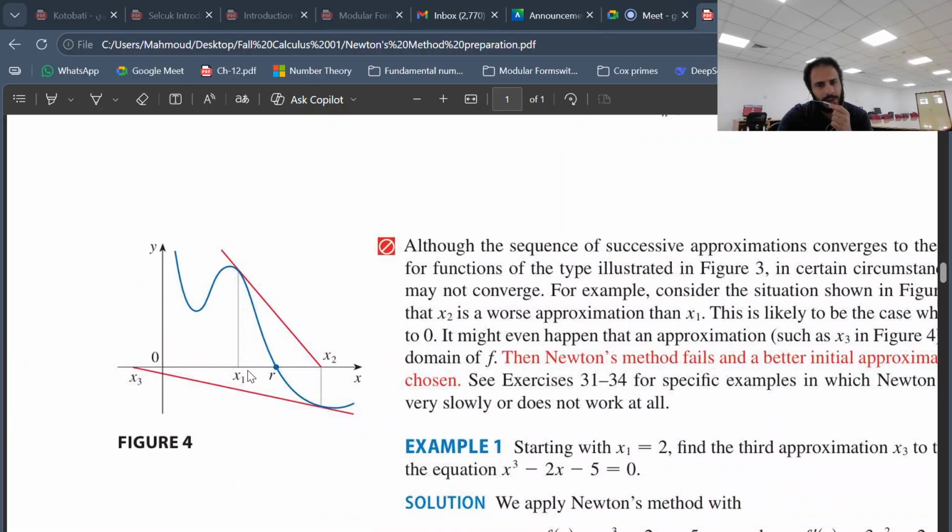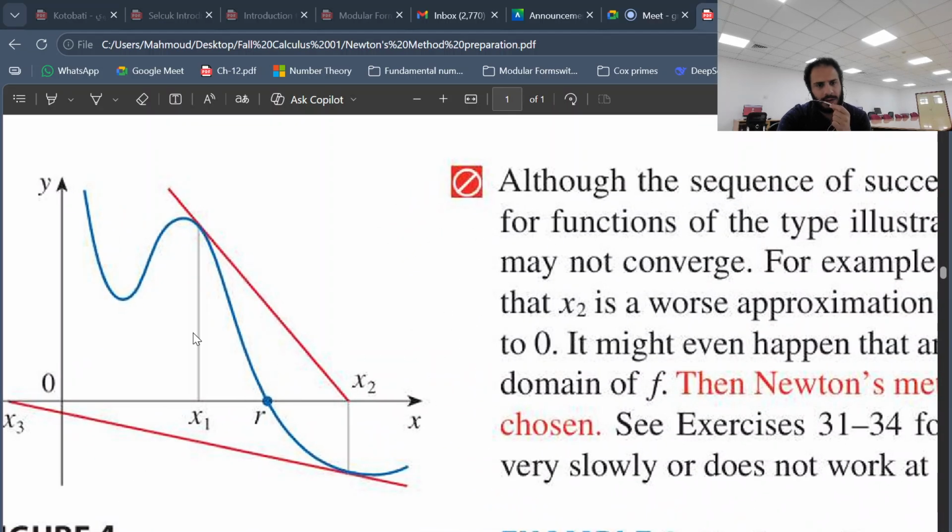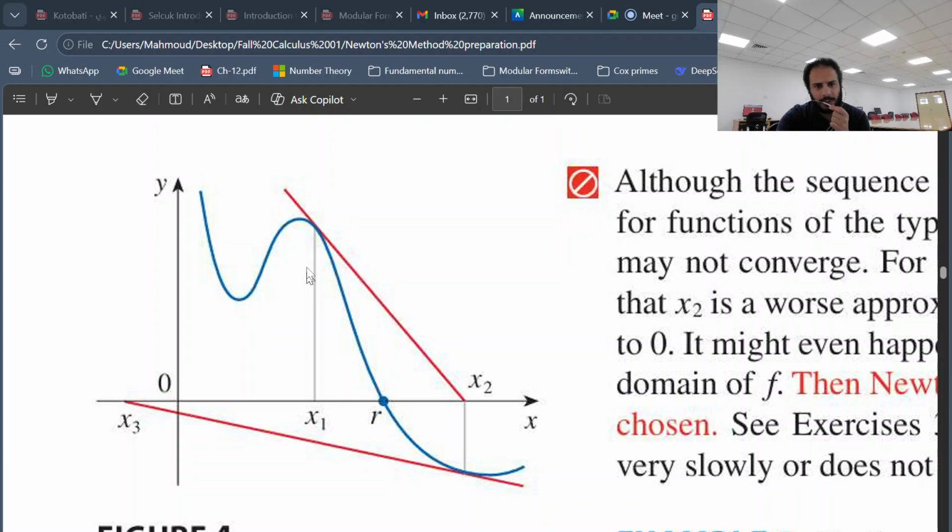But the method will not always work. For example, see here. See this curve. You choose x1 here. You draw the tangent line, you get x2. See, x2 is not closer to r than x1. And now do the tangent line at x2. You go even out of the domain. So here I cannot draw a tangent for x3 to approximate r. So for some functions it will not work.